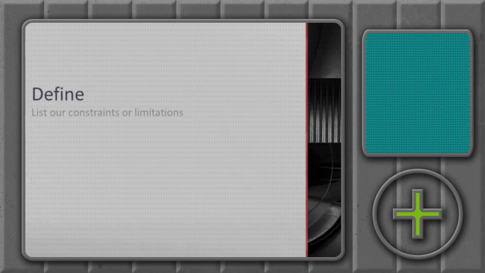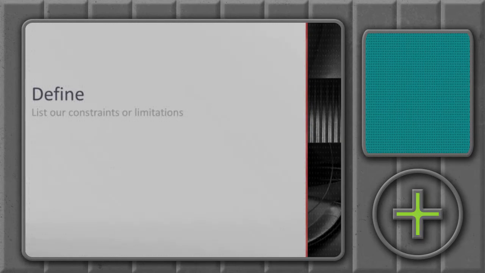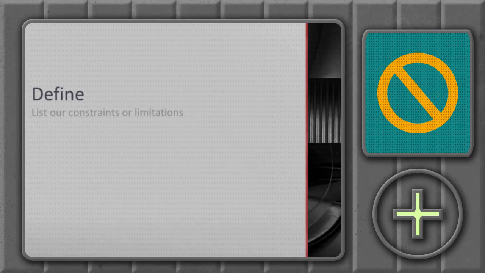The next step in the design process is to define. During this stage, what we want to do is list all of our constraints. And constraints are nothing more than limitations that we have to follow. So we can have as many great ideas as we want, but there has to be some reality that we use to kind of guide our design.